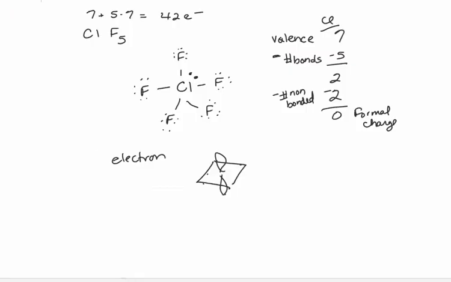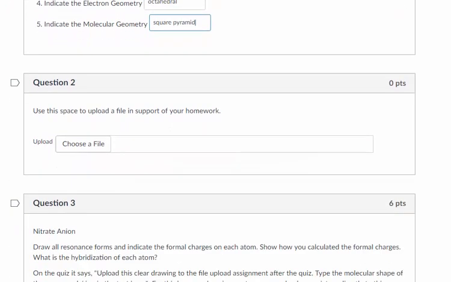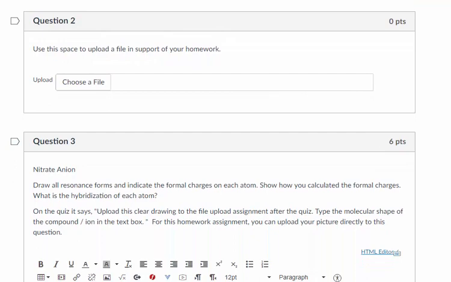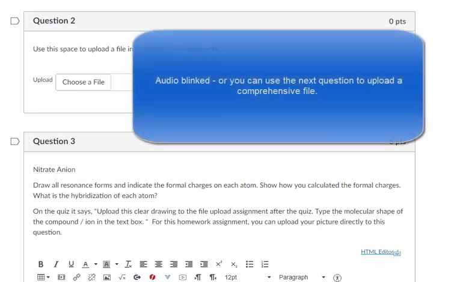But the molecular geometry is going to be different because one of these is a lone pair of electrons and the others are atoms. So because of that, we form this square pyramid. Now the system will take either square pyramid or square pyramidal. They're equivalent. Remember, I will look over everyone's assignment individually. You can use this space to upload a file to support your homework.